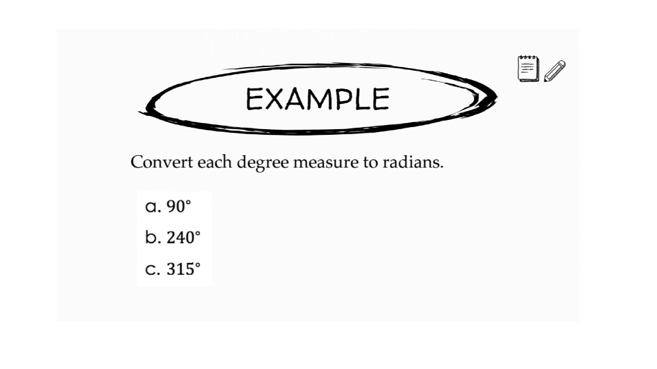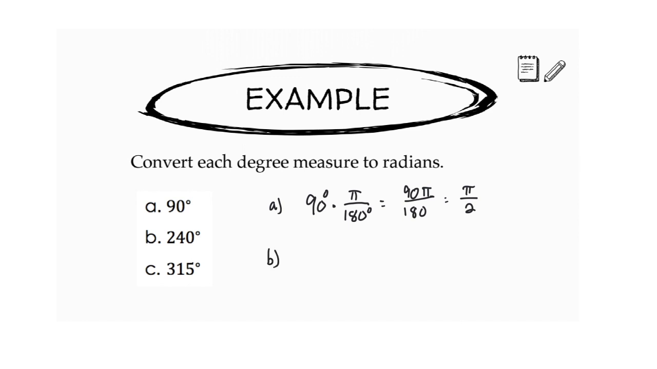We'll look at a few examples. In letter A, I'll convert 90 degrees to radians. In order to do that, I'll simply multiply by our conversion factor. There are pi radians in every 180 degrees. That gives me 90 pi over 180, or pi over 2 radians. 90 degrees and pi over 2 radians are equivalent.